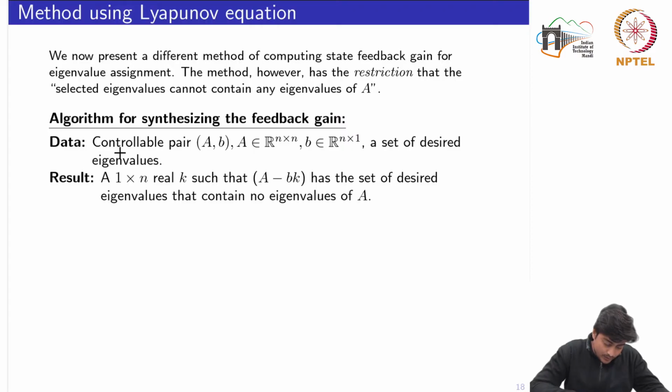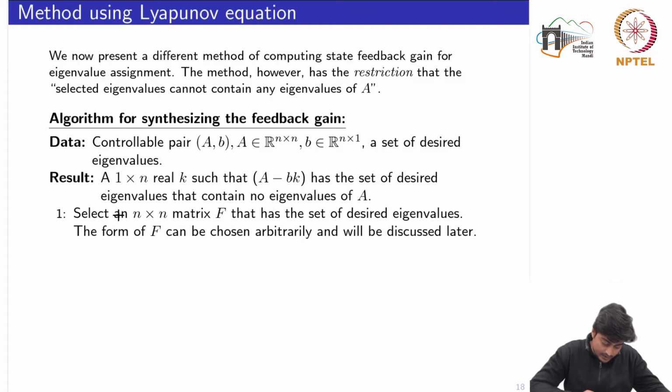So the data which we supply to this algorithm is the pair A comma B, which is supposed to be a controllable pair, where A is an n-dimensional matrix, and for the moment we are taking u as a scalar. In that case we would have an n cross 1 dimension vector b, and a set of desired eigenvalues. Based on these three pieces of information, we want to compute a 1 cross n real vector k such that the eigenvalues of the closed loop matrix A minus bk are the set of desired eigenvalues, which contain no eigenvalues of A.